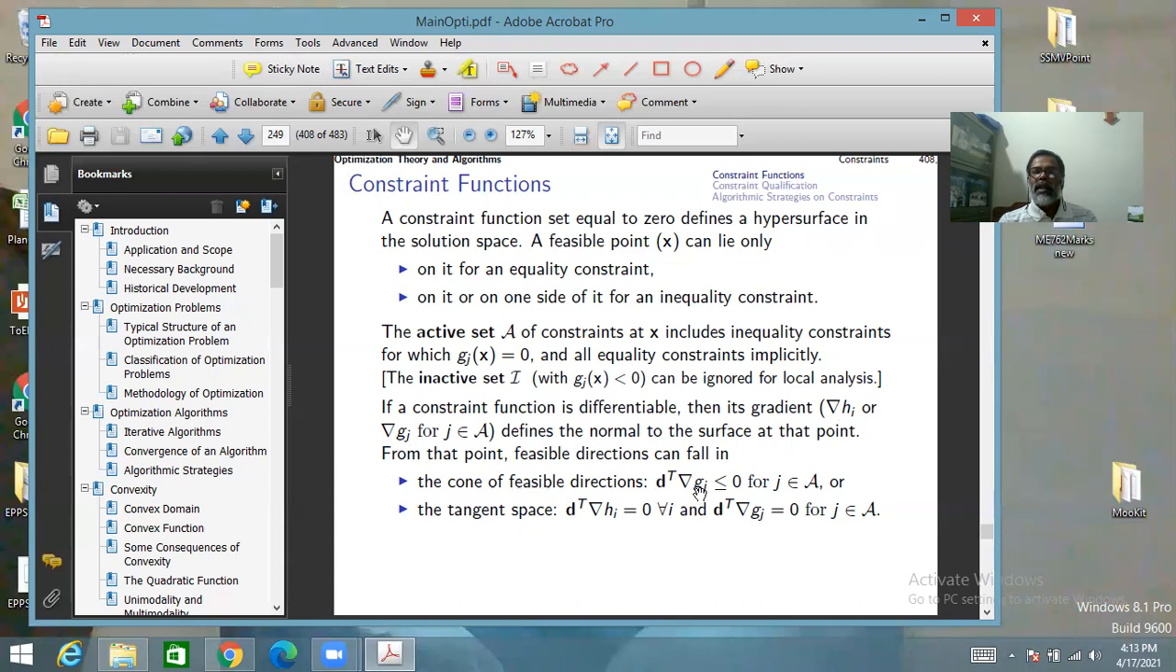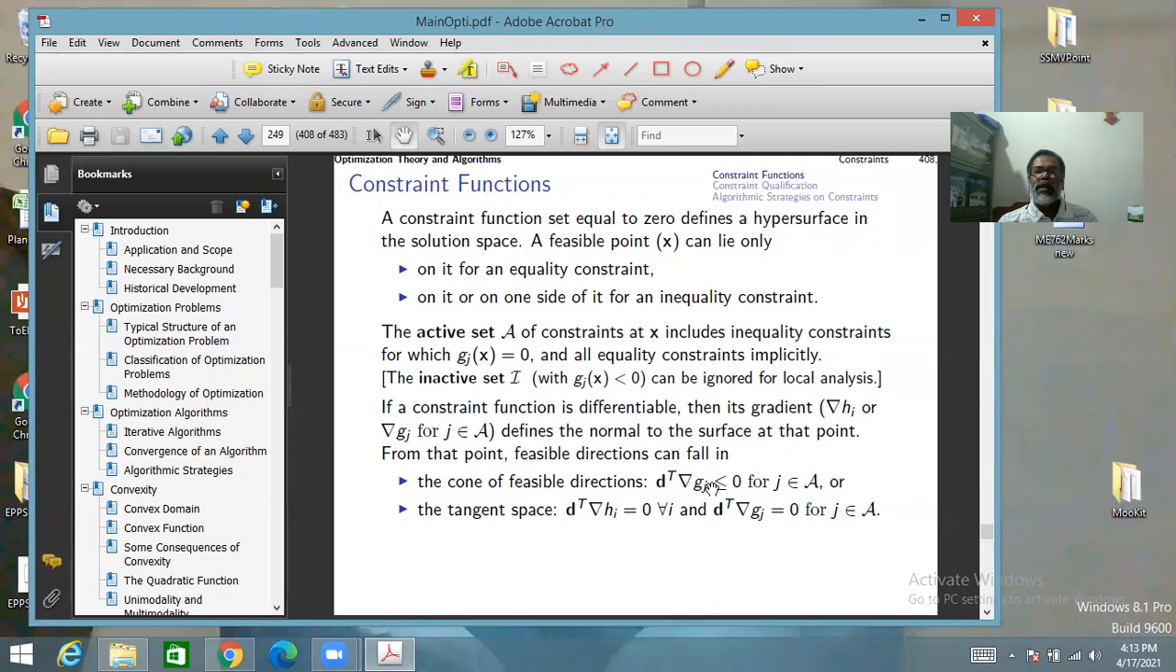this is less than or equal to 0. That is, Gj is currently 0. If you evaluate grad Gj, then it gives a normal, actually outward normal, on that side of the normal which takes you to the infeasible region. Now, if you take a direction on the other side, then d transpose grad G will turn out to be negative.